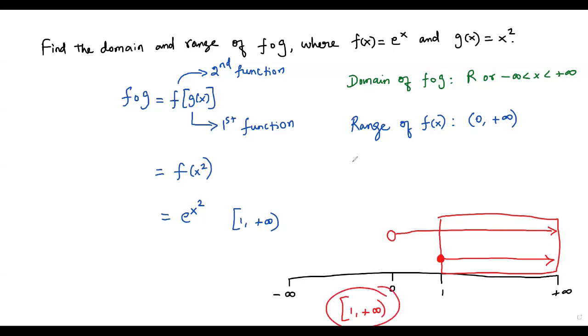Okay, let me write that over here. So the range of the composite function f dot g is 1 comma positive infinity, or it can be written as 1 less than or equal to y less than positive infinity. Usually to represent a range, we use the letter y.